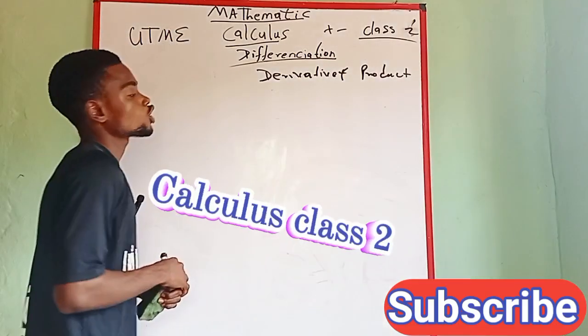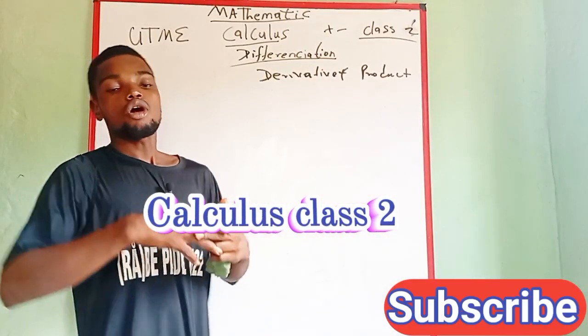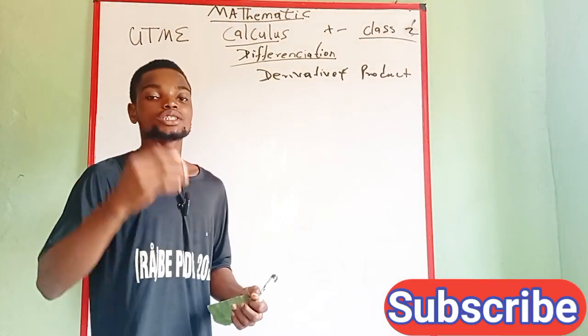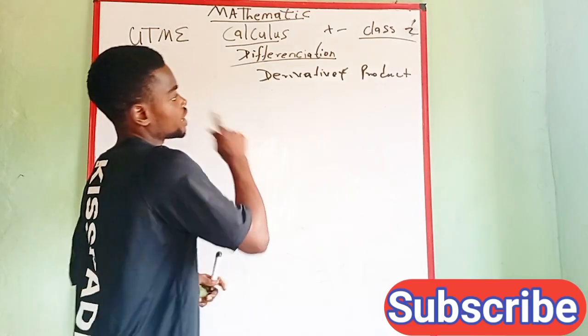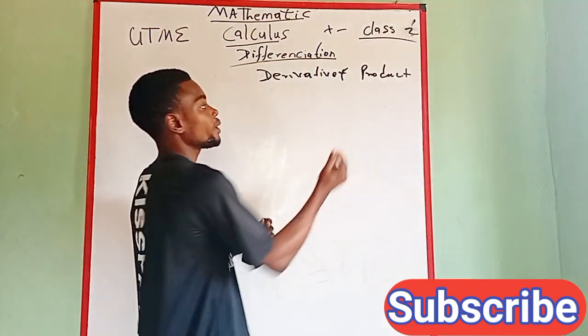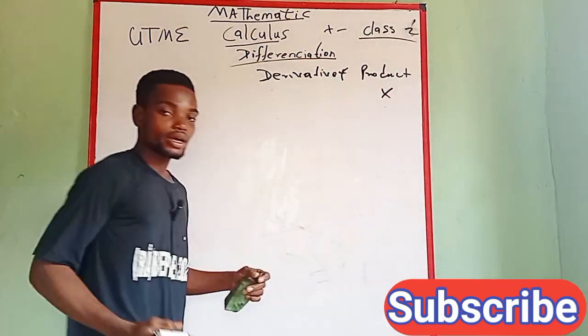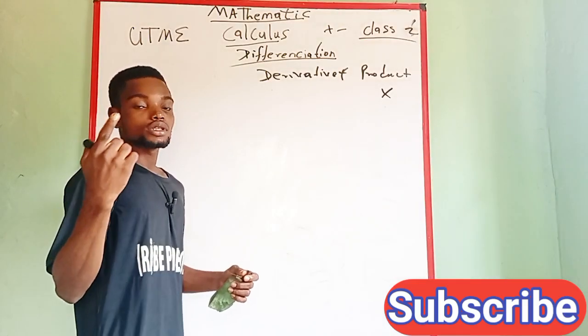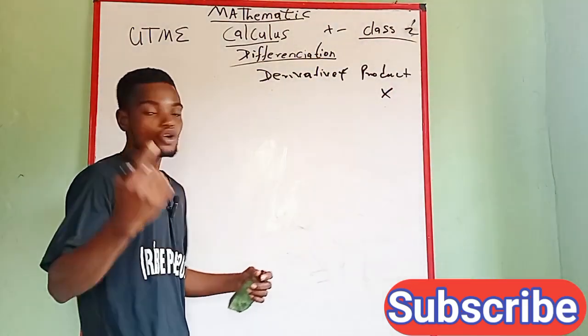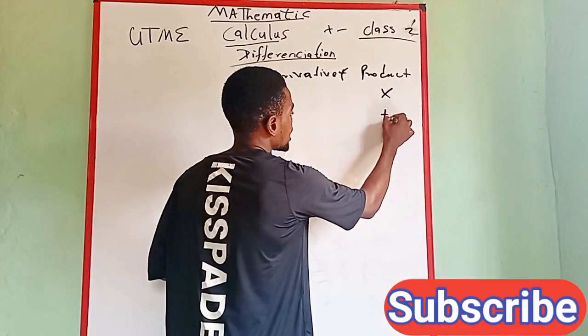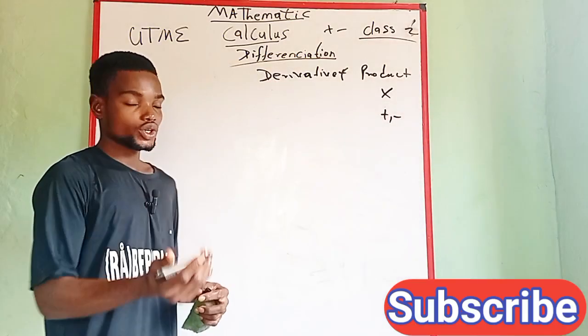Welcome to calculus class 2, where we talk about the UTME question on derivative of product. The first one was derivative of sum. Now, derivative of product means when two numbers are multiplying each other. Derivative of sum means when two numbers are adding or subtracting each other.